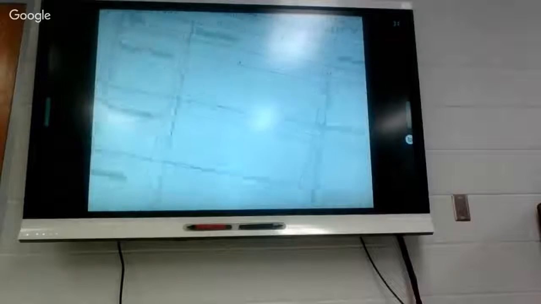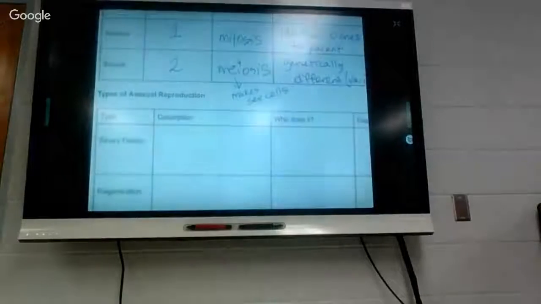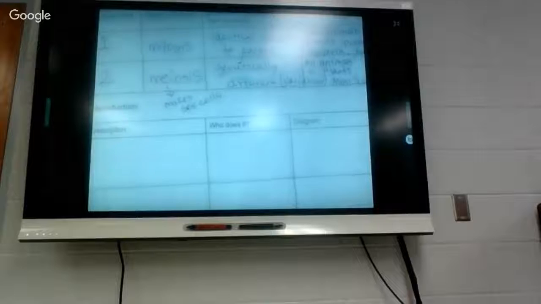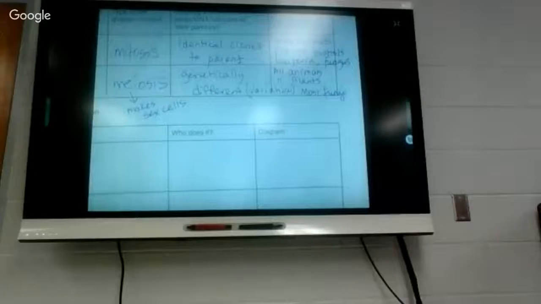So let's go down here and look at what these are. Binary fission. What does bi mean? Two. All right. So binary fission is when one bacterium or protist splits in two, like mitosis. So you got one and you split into two.